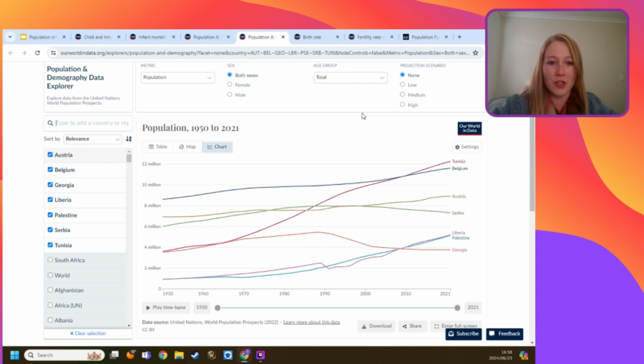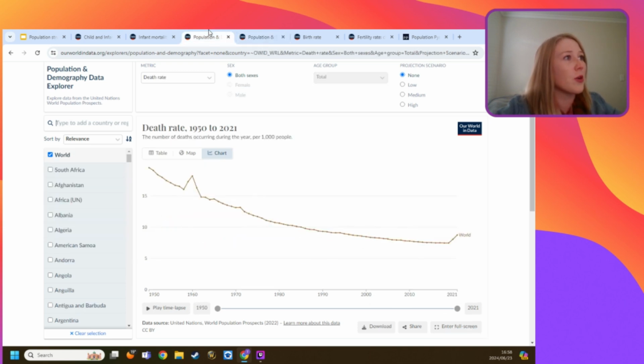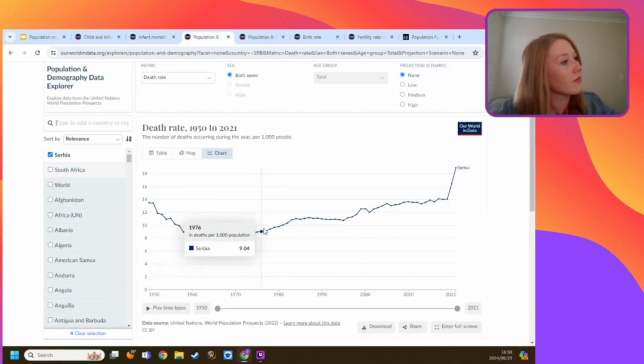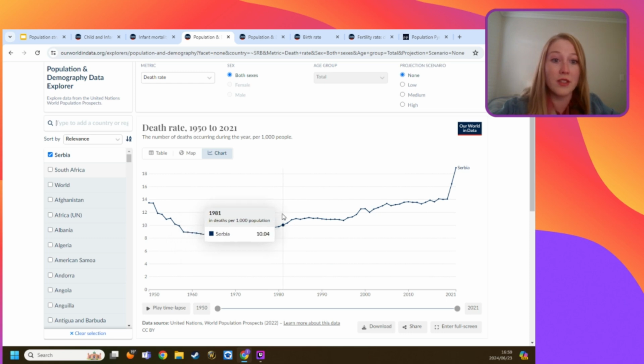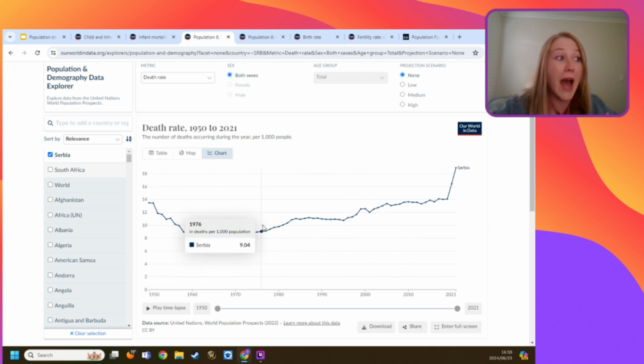But because the fertility rate is still below the replacement rate, it's not enough to maintain that population. So Serbia's population will be decreasing. I want to see if we can compare it to their death rate. Hmm, one of the few that's actually increased. I suppose that would pile onto the low fertility rate. So not many people are having kids and a lot of people are dying, then yes, it makes sense that the overall population would increase.